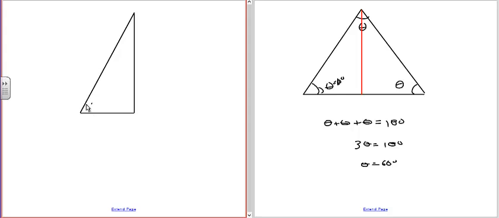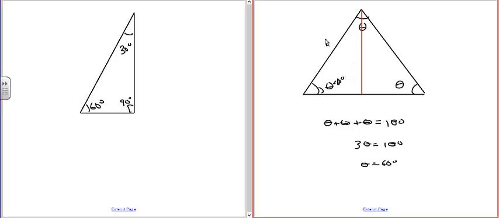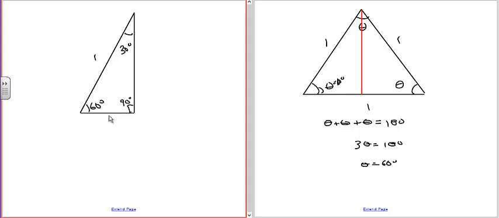So this angle is 60. It's a right triangle, so this is 90. As a consequence, this other angle has to be equal to 30 degrees. And if we go back and make each one of these sides of the equilateral triangle 1 unit, then half of this triangle, this is going to be 1, this is going to be a half, and this is going to be unknown right now.